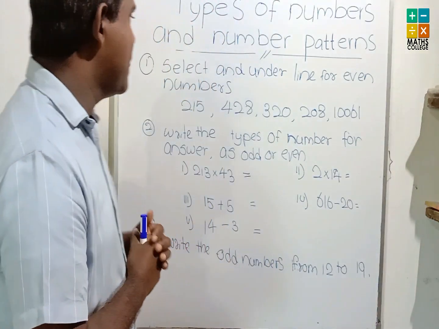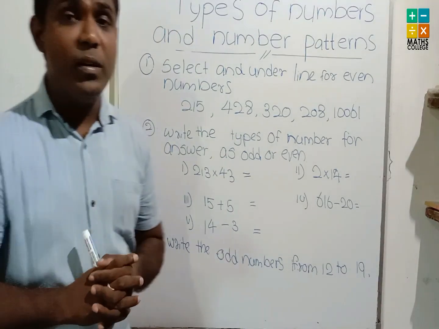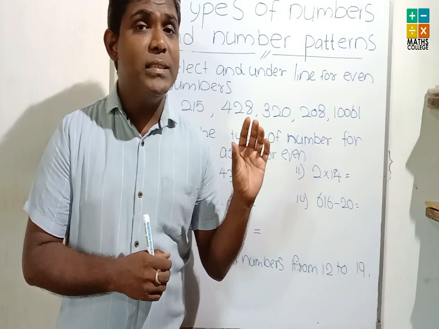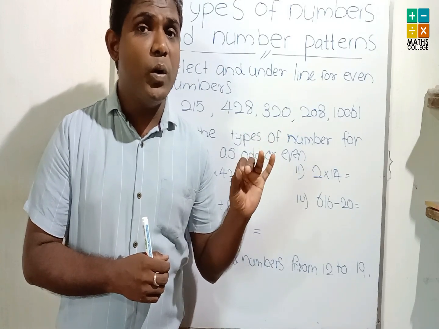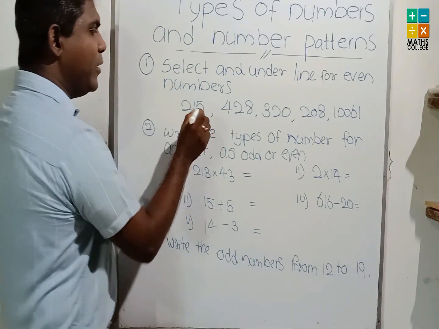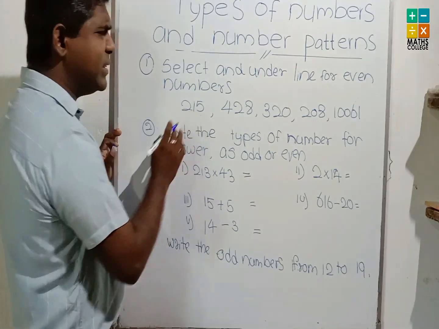Okay, look at the board. Select and underline four even numbers. You know how to identify an even number. The last digit is 0, 2, 4, 6 or 8. That is an even number. Here the last digit is 5, an odd number. Therefore, it is not an even number.